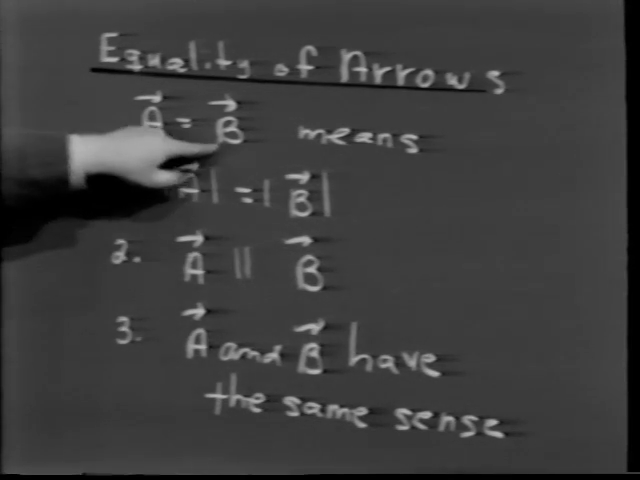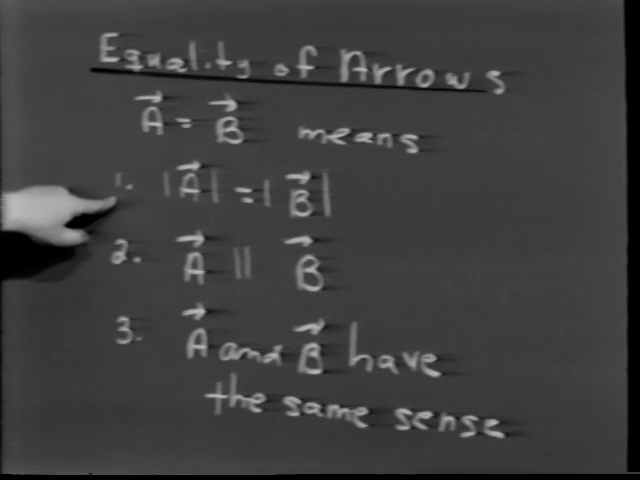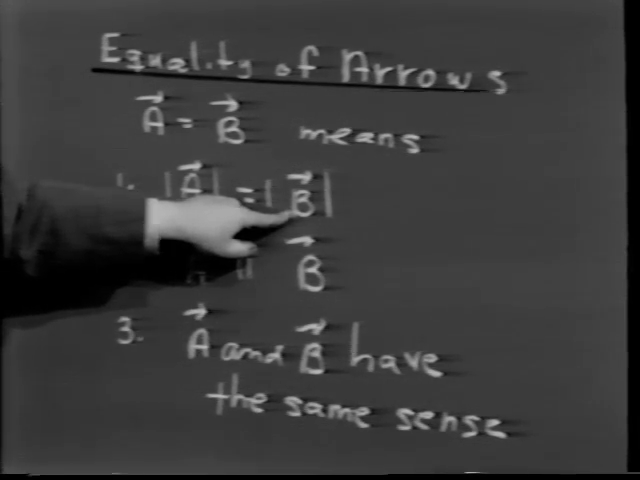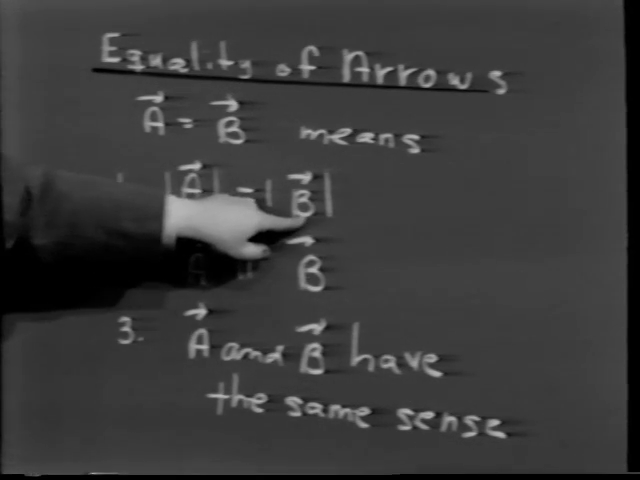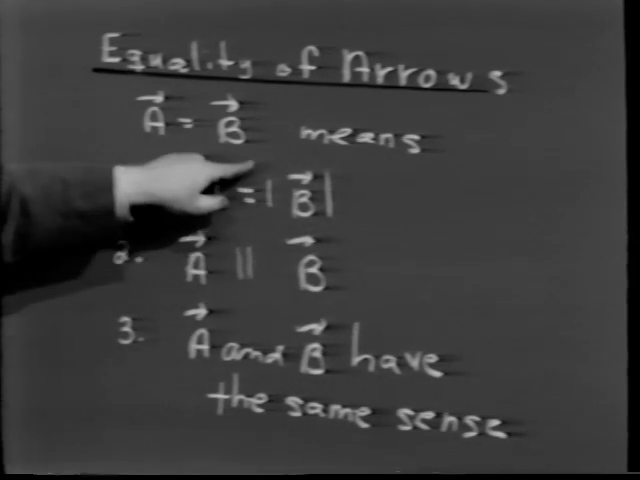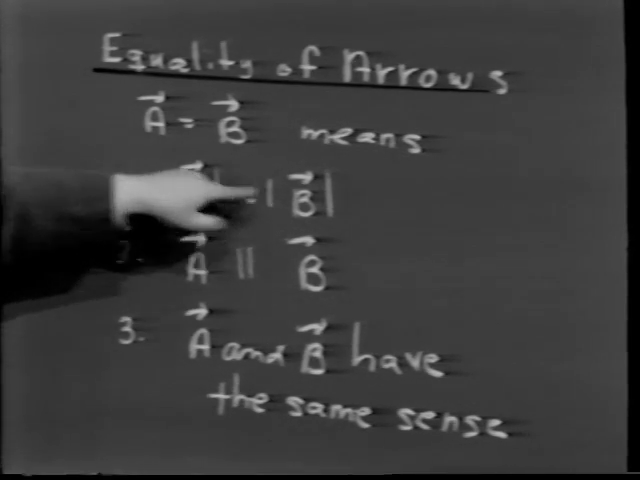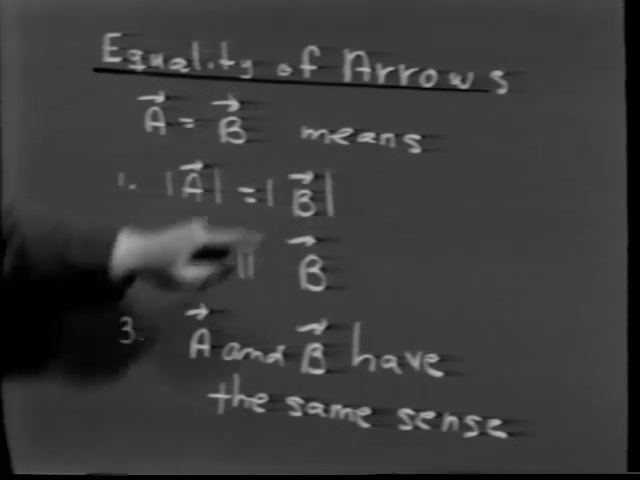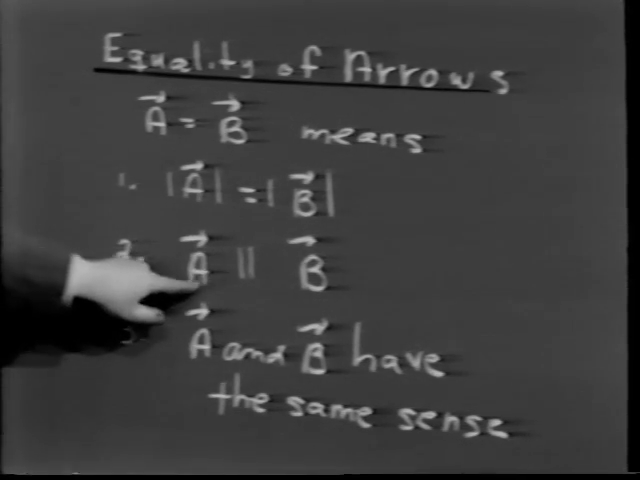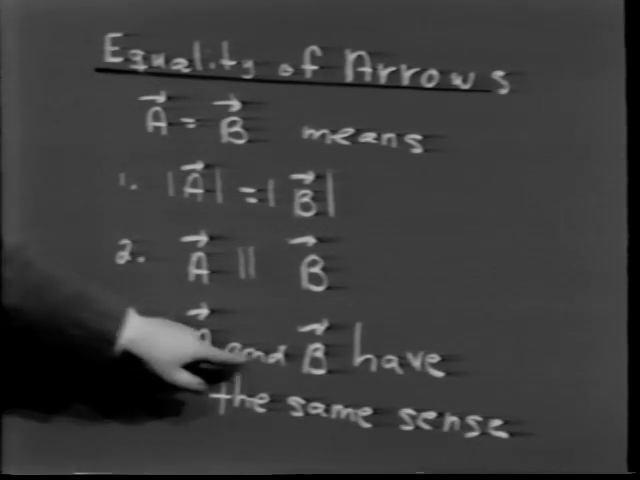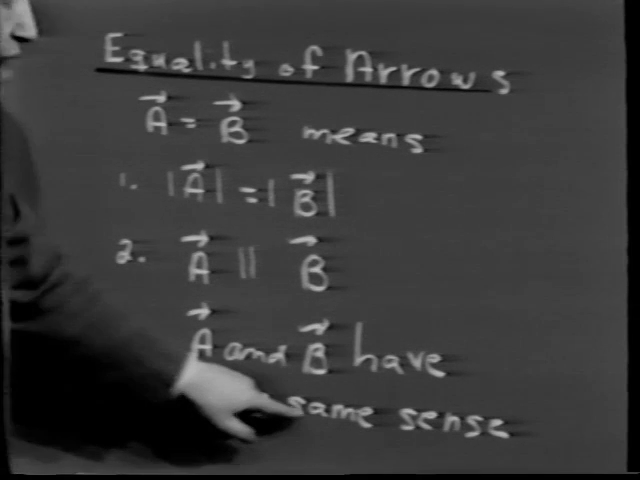To say that the vector A equals the vector B means that, first of all, the magnitude of A equals the magnitude of B. By the way, again, as in the one-dimensional case, when we call the absolute value the length, we do the same thing in terms of arrows. We abbreviate the magnitude of an arrow by writing the absolute value of the arrow. In other words, the absolute value of A must equal the absolute value of B. Secondly, the arrow A must be parallel to the arrow B. And thirdly, A and B must have the same sense.